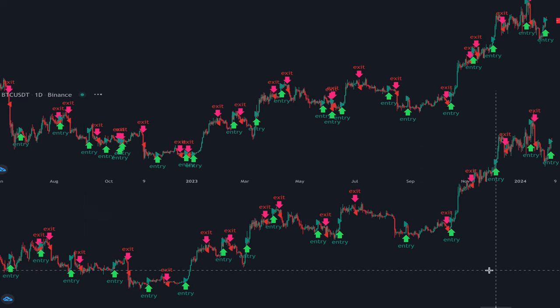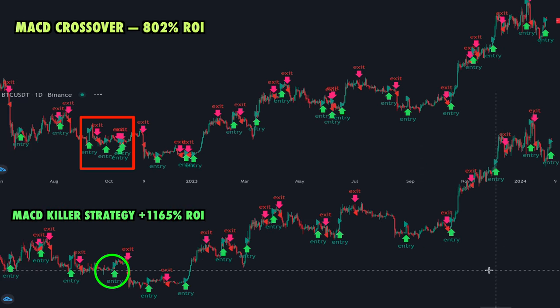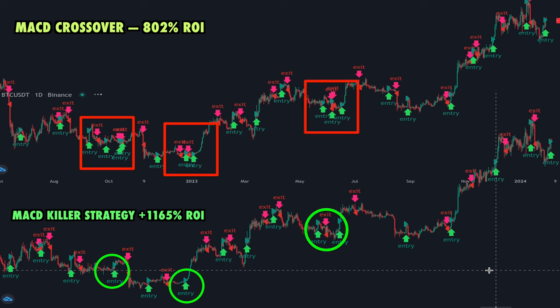Now, observe the chart closely. Notice how our refined strategy navigates through market fluctuations with a precision that the basic MACD crossover struggles to achieve. The combination of these indicators not only enhances the accuracy of our entries, but also provides a comprehensive framework for robust risk management. And there you have it.